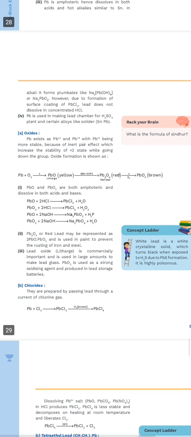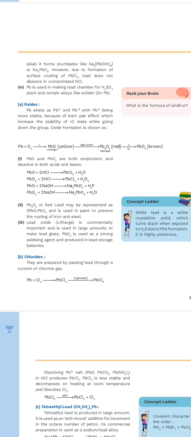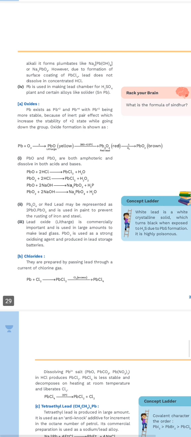Oxides. Lead exists as Pb2+ and Pb4+, with Pb2+ being more stable because of the inert pair effect, which increases the stability of the +2 state while going down the group. PbO and PbO2 are both amphoteric and dissolve in both acids and bases. Pb3O4 or red lead may be represented as 2PbO·PbO2 and is used in paint to prevent the rusting of iron and steel.